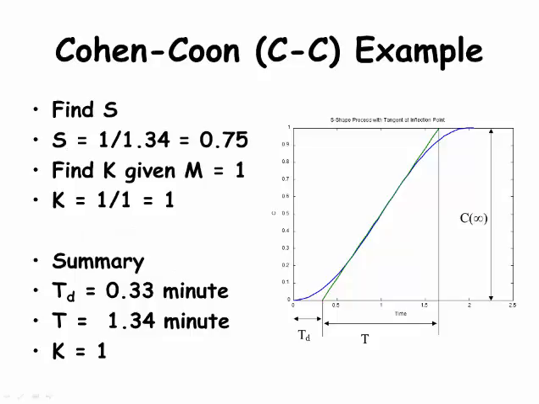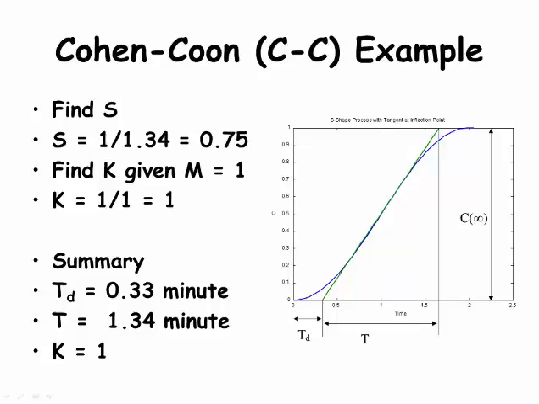Now we can calculate the tangent slope s over t. We get 1 over 1.34, so the slope is 0.75. And we can calculate the process steady state gain k. K is equal to c infinity divided by m. Both c infinity and m equal 1, so k equals 1.